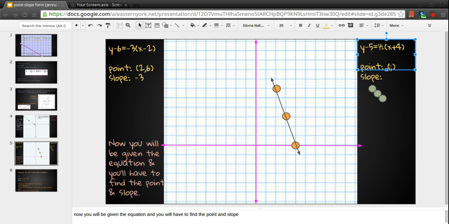Now, I think you guys could have done this. You should have. The x value is -4, since it is a positive in the equation, and the 5 is positive, opposite of negative. Slope is 1/2, right there.